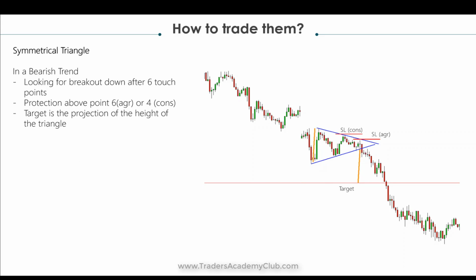There are two options when it comes to protection. The first and more aggressive one, but of course with a better risk reward ratio, is to protect the final touch point, which would be right here. Or if you would like to be more conservative, you can protect the previous high which happened. So if we would be counting, this would be point 6 and the previous one would be point 4.